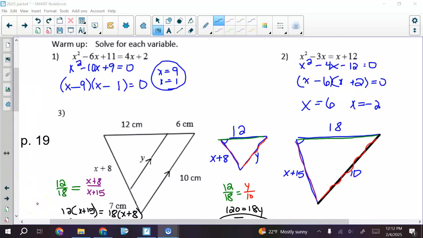All right, so number 1, you can factor those out. Remember, you got to subtract the 4x and subtract the 2. So you should end up getting factors of x minus 9 and x minus 1. So then your answers would be x equals 9 and 1.